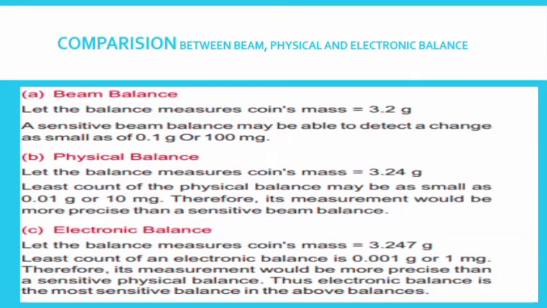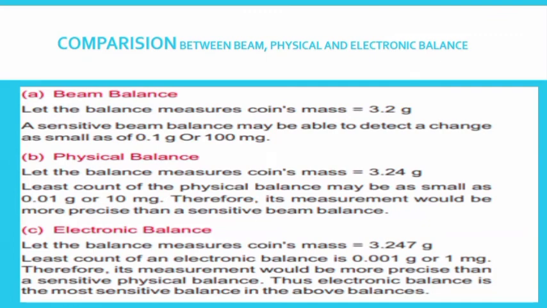Now let us see the least count of the beam balance, physical balance, and electronic balance. A sensitive beam balance may be able to detect a change as small as 0.1 gram or 100 milligram. Its least count will be 100 milligram. The least count of the physical balance may be as small as 0.01 gram or 10 milligram. Its measurement would be more precise than a sensitive beam balance.